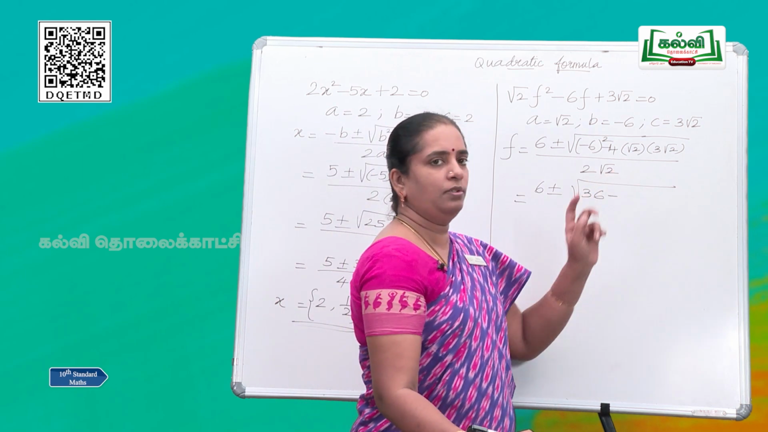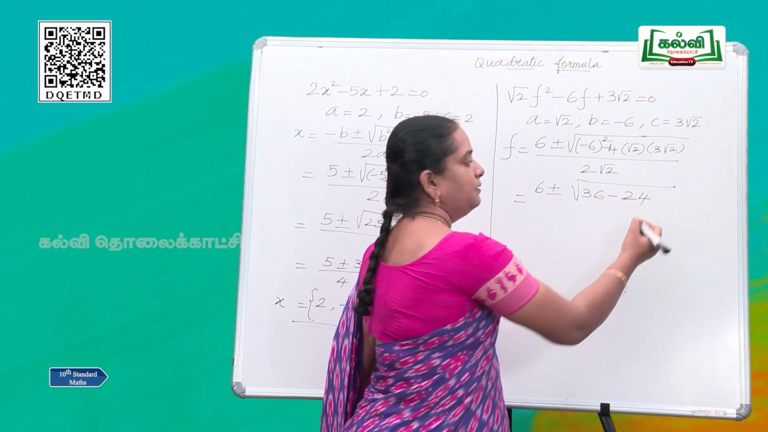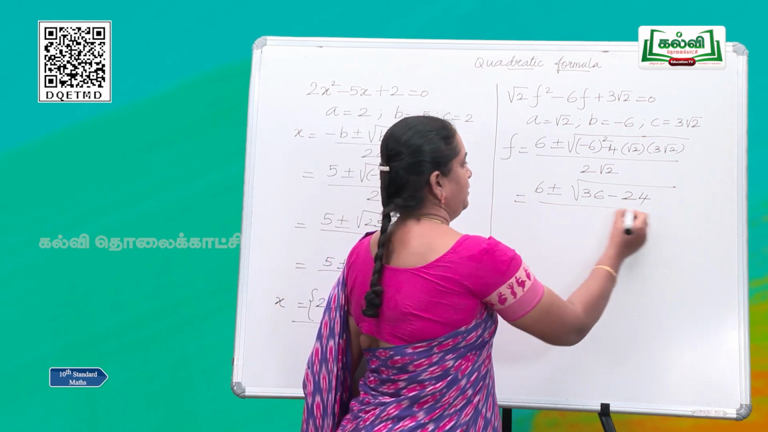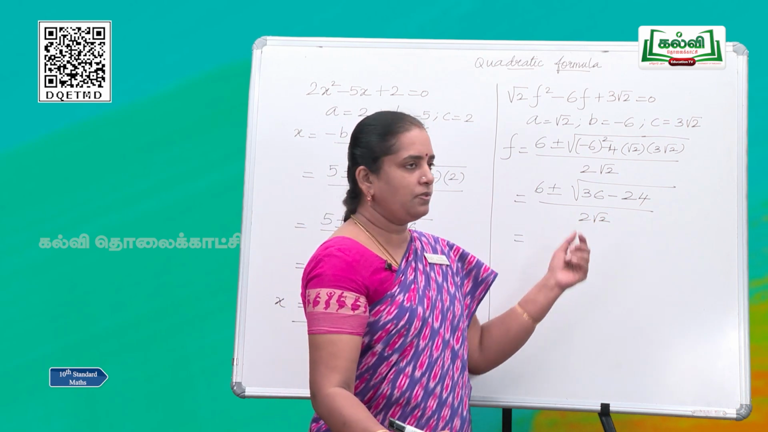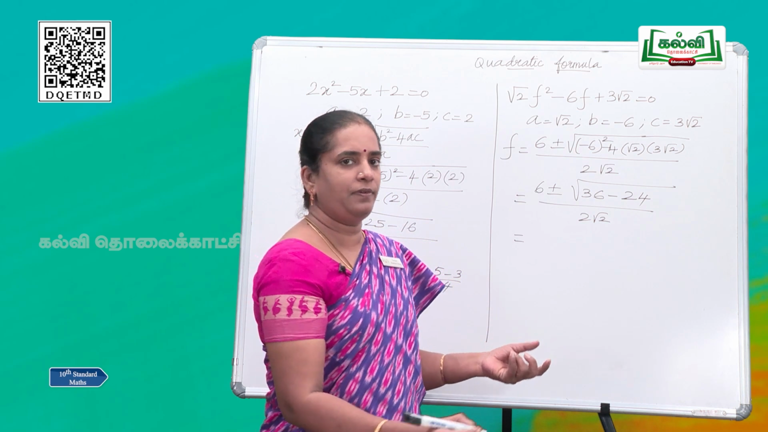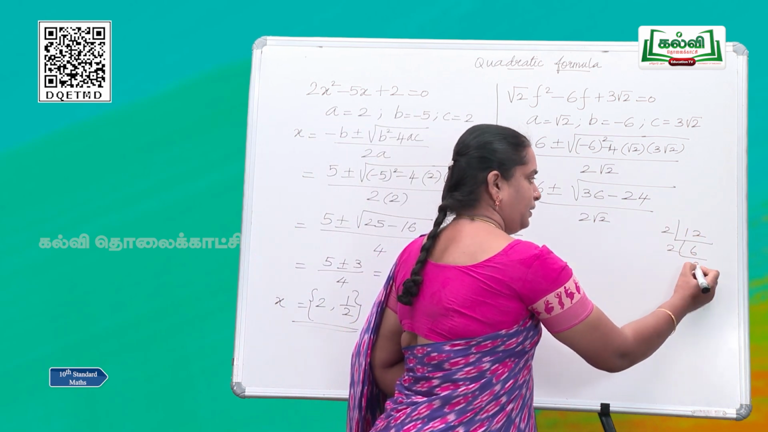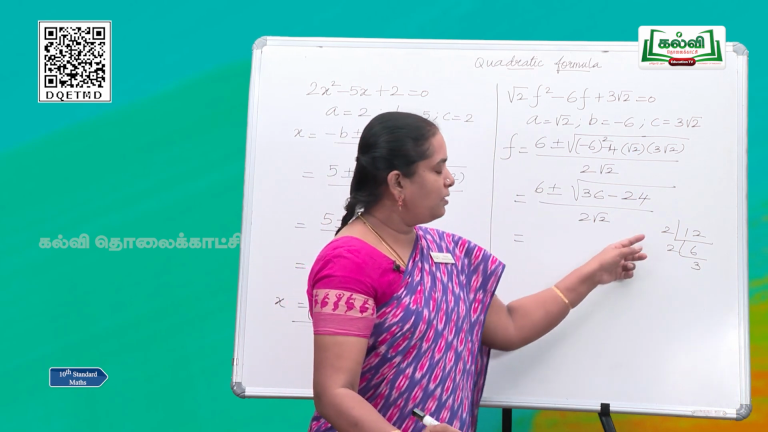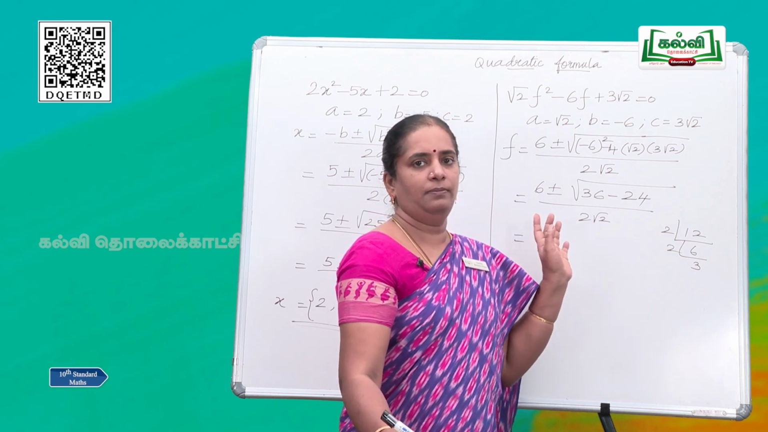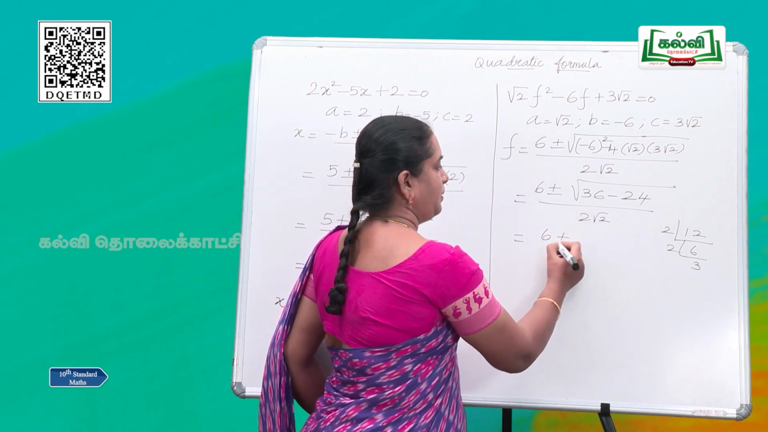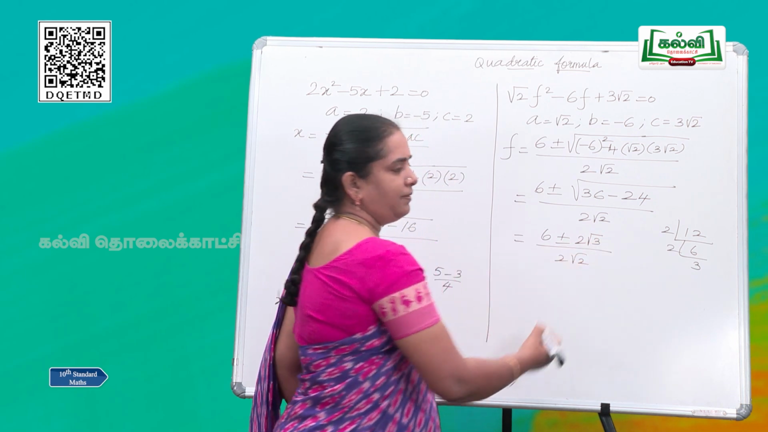36 minus, look at this, root 2 into root 2 becomes 2, 2 4s are 8, 8 3s are 24, by 2 root 2. So, here 36 minus 24 is 12. What is the square root of 12? So, you do not know. Yes, 12 can be factorized as 2 into 2 into 3. So, square root of 2 into 2 into 3 is 2 root 3. So, 6 plus or minus 2 root 3 by 2 root 2 is our answer.